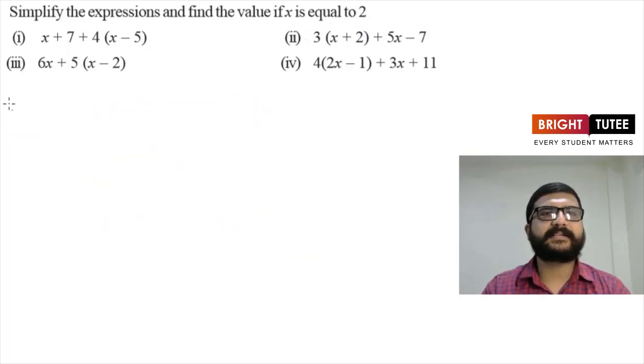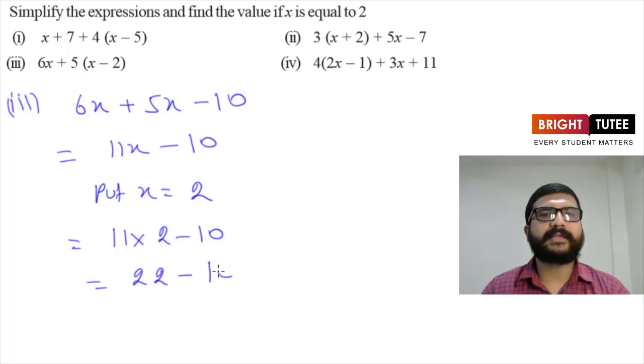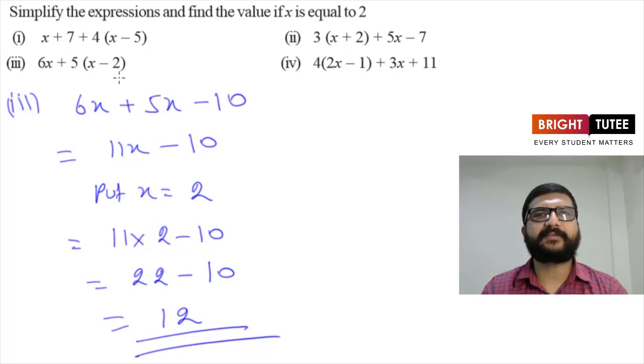Now the third expression, it is 6x plus 5 into x minus 2, that will be 5x, 5 into minus 2, this will be minus 10. Now by simplifying we will get 11x, because 6x plus 5x will be 11x, and then minus 10. Now let's put x equal to 2 here. So this will give us 11 into 2 minus 10. Now 11 into 2 is 22, and then we'll have minus 10. Now 22 minus 10 is 12. So therefore 12 is the value of this expression at x equal to 2.